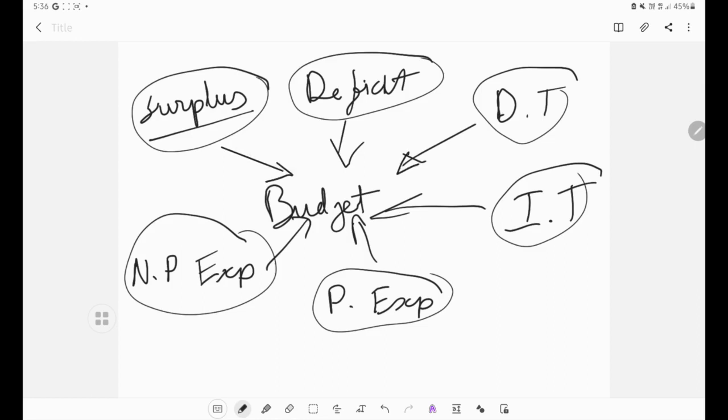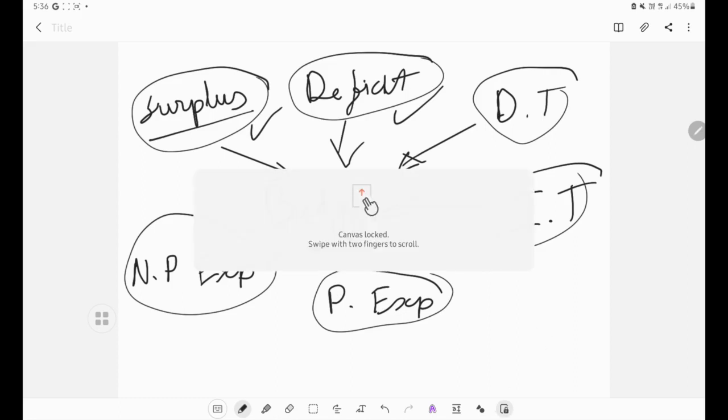Okay, never mind, the ink is getting delayed. So now let's go to our PPT. I hope you have understood this. Now let's go one by one. We understood what is surplus and what is deficit. Now let's go to direct tax.